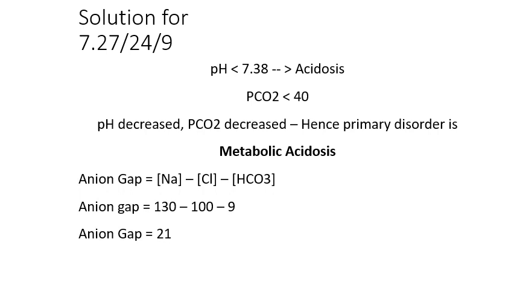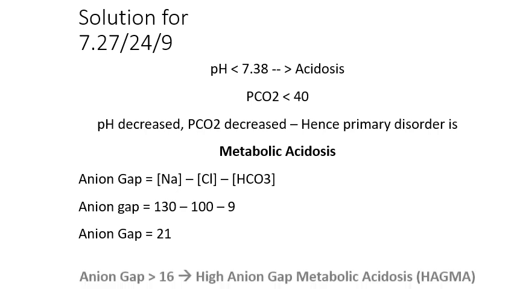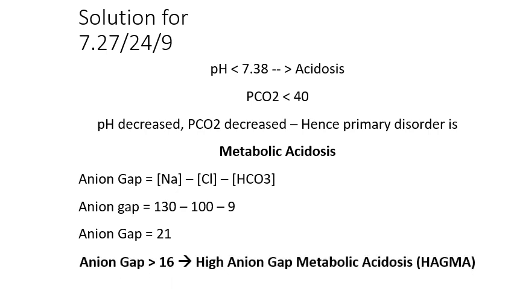Calculating the anion gap, with sodium of 130, chloride of 100, and bicarb of 9, the anion gap comes out to be 21. Can you guys remind me what is the normal value of anion gap? Yes, it's 8 to 16, which tells us that the anion gap is increased in this case. Presence of metabolic acidosis in presence of an increased anion gap gives us a diagnosis of high anion gap metabolic acidosis. Lactic acidosis and ketoacidosis are a few examples of high anion gap metabolic acidosis.